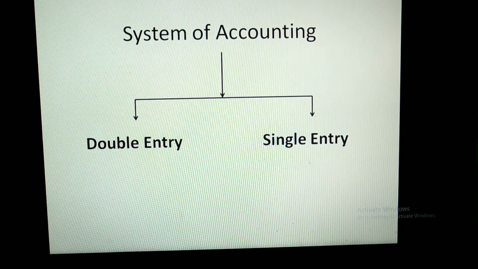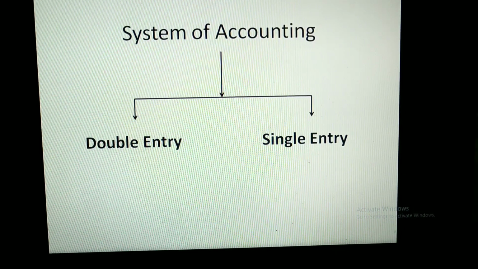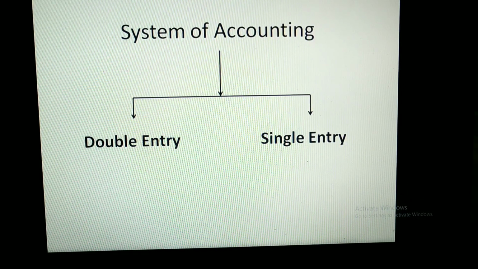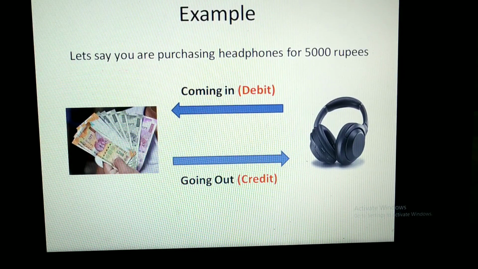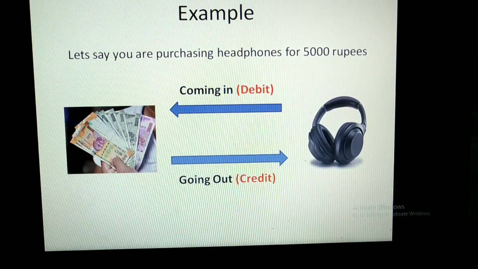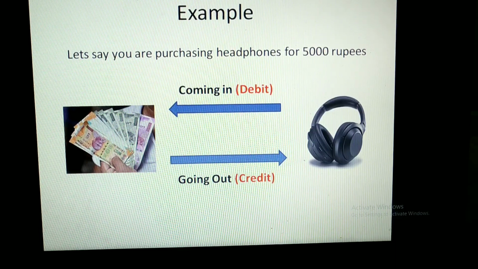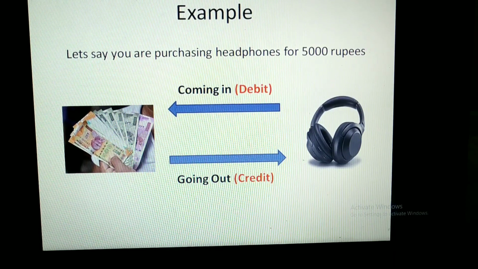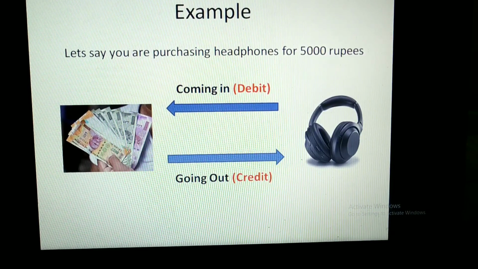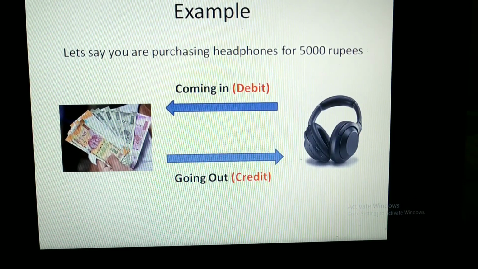Before we get into the details of double entry system or single entry system of accounting, I would like to give you all an example. And before we understand this example given in this slide, I would suggest you to go through my previous video on Lesson 1 of Unit 1, that is Introduction to Accounting, because that video has topics which are relevant for the current video.